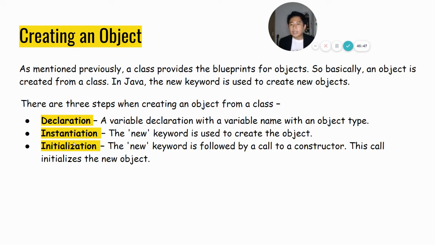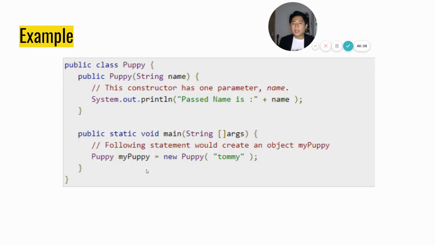And then we have the instantiation. The new keyword is used to create the object. So you can use new to create a new object. And then initialization. The new keyword is followed by a call to a constructor. This call initializes the new object. I have here an example, but for now I'm just showing you these examples because in future lessons we will be talking about this more. This is just basic syntax of Java.